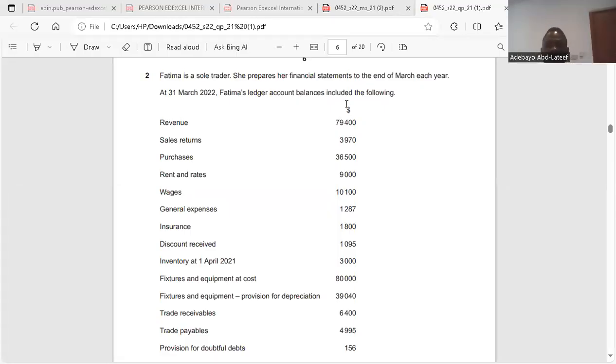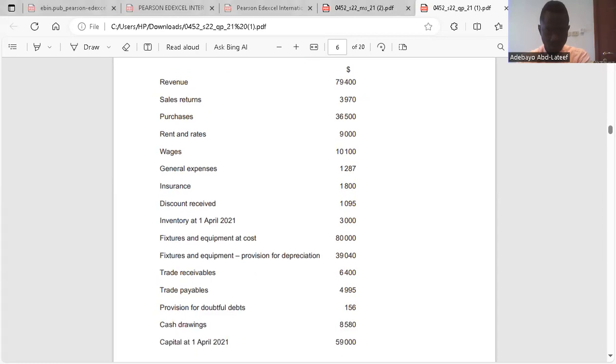Fatima is a sole trader. She prepares her financial statements to the end of March each year. At 31 March 2022, Fatima's ledger account balances included the following. So these are her ledger accounts. We have revenue. I'm just going to say the items and where they have to go. Okay, let's just go straight up.